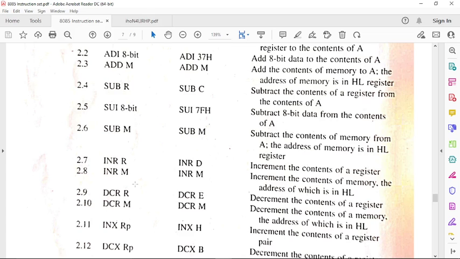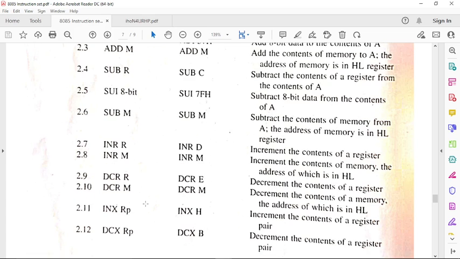DCR R. DCR means decrement, R means general purpose register. DCR E. So here the E register is used. Decrement the content of a register. DCR M. Decrement M. Decrement the content of a memory, the address of which is stored in the HL pair register.